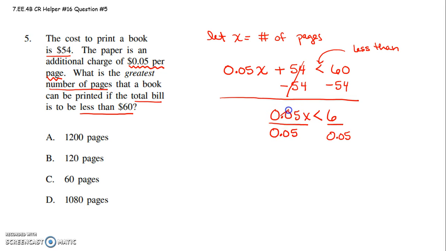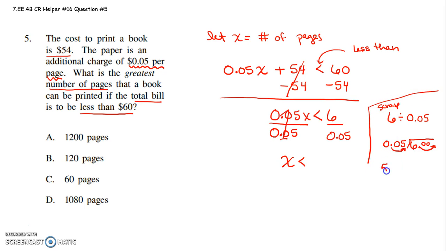0.05 divided by 0.05, fancy form of 1. So on the left-hand side, I'm left with x is less than, and now I have to do 6 divided by 0.05. 0.05 into 6. If I have to move that decimal point over 2 places, means on the inside it moved my decimal point over 2 places. This right here is my scrap work, because of course I don't have a calculator. So we really just need to do 5 into 600.